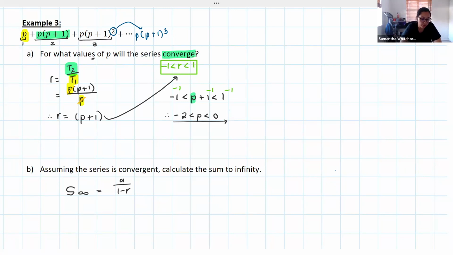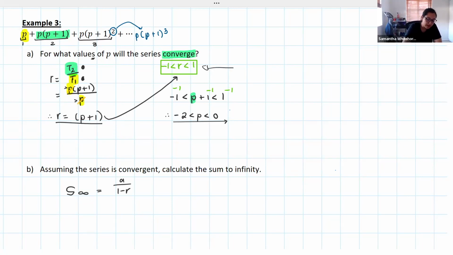So we want to know for what values of p the series converges, and we know that the series will converge when r is between -1 and 1. So what I do is I take term 2 and divide it by term 1. You can see they're highlighted there. So term 2 is p times p plus 1 divided by term 1, which is just p. And what we saw is that the p's divide away. So p divided by p is 1. They're gone. And so that leaves me with an r value of just p plus 1.